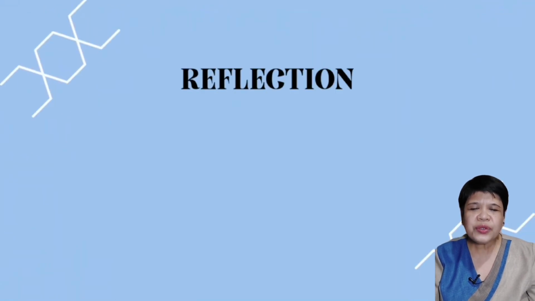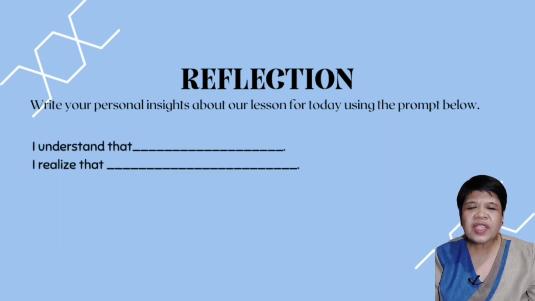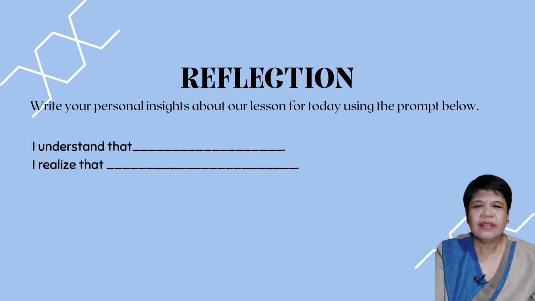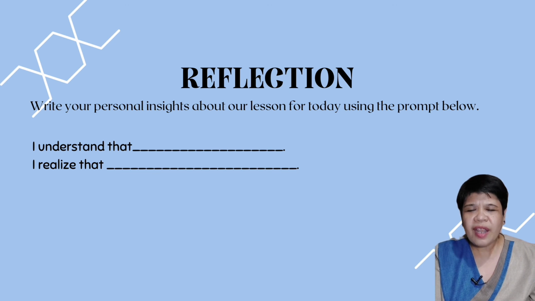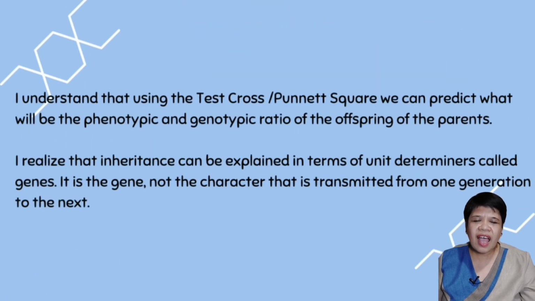Lastly, I want you to write your personal insights about our lesson for today using the prompt below. I understand that blank. I realize that blank. Let us check your insights. Okay, number 1. Who can read your insights? Okay. I understand that using the test cross or what we call the Punnett square, we can predict what will be the phenotypic and genotypic ratio of the offsprings of the parents.